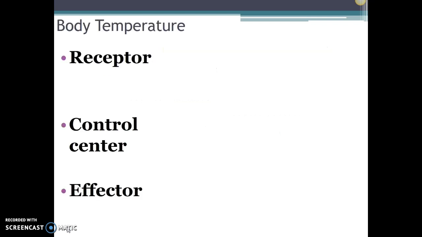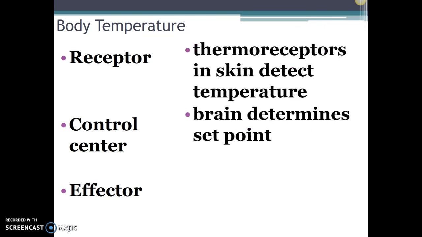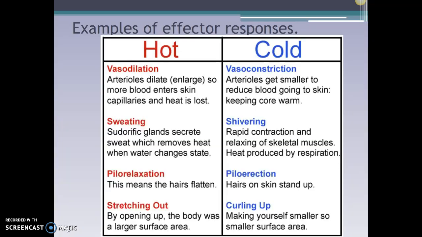So body temperature, the receptor would be thermoreceptors in the skin. Control center, brain says, hey, we need to stay here at set point. An effector, nerve impulses sent to muscles and glands saying muscles either constrict or dilate. Sweat glands either sweat or don't. Muscles go shiver. So here's a nice little table showing you different types of effector responses with body temperature.